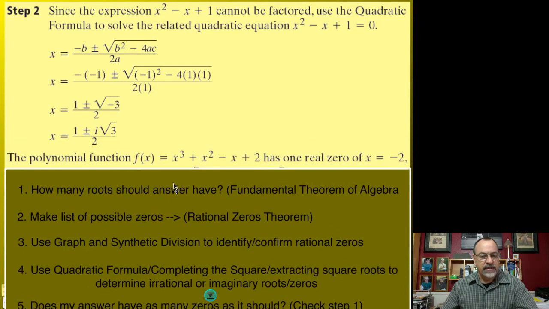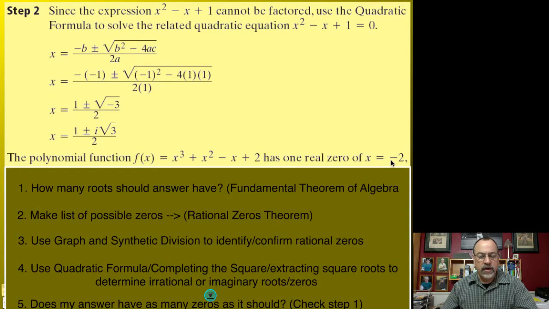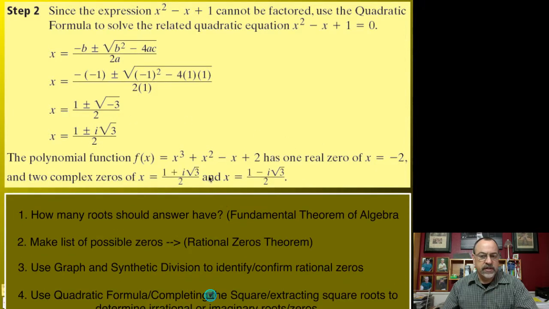So how many zeros do I have? Well, I have the one real, rational zero that I determined using synthetic division. And then I have these two, so I have 3, which is exactly how many I said I should have when I began the problem. So you can see by knowing how many we said we should have, or getting an idea of that, we're then able to check our answer at the end to see if it makes sense.